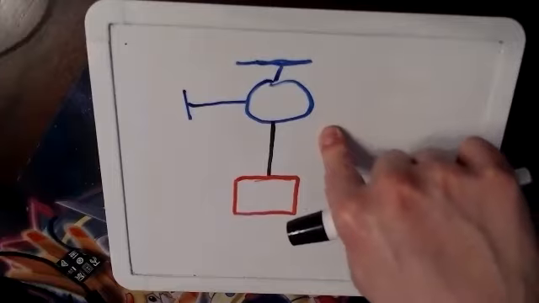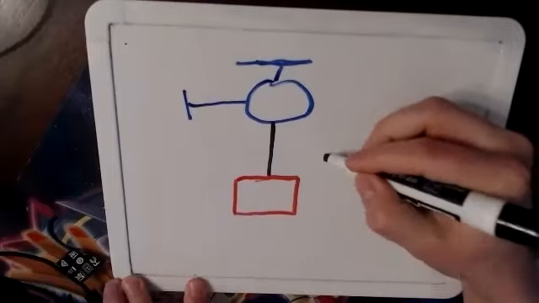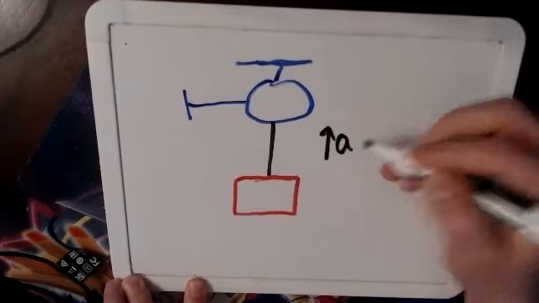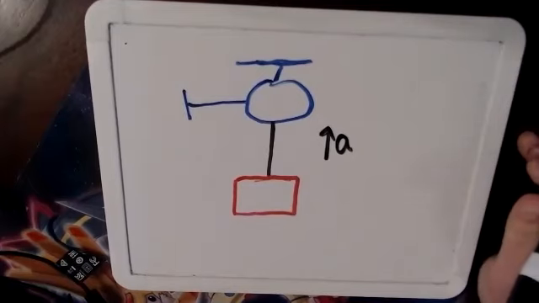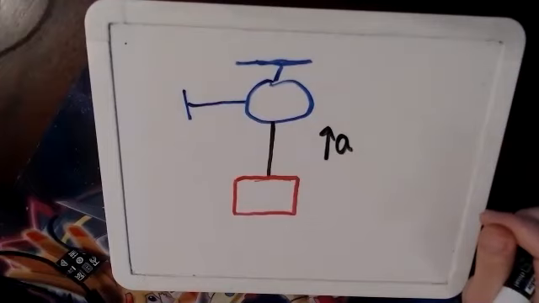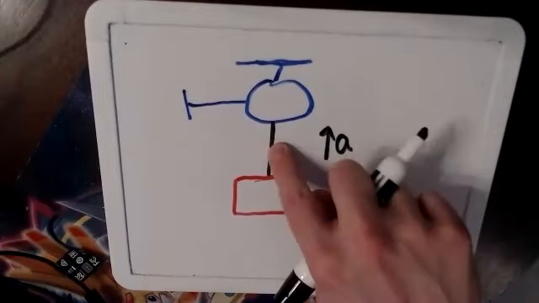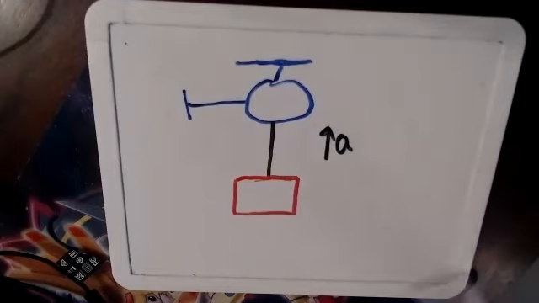So let's just say this helicopter is accelerating in the upward direction. And I want to know the tension in that string. How would I do that? Well, if I want to know tension in that string, tension is the force acting along the string. Kinematics is ineffective.